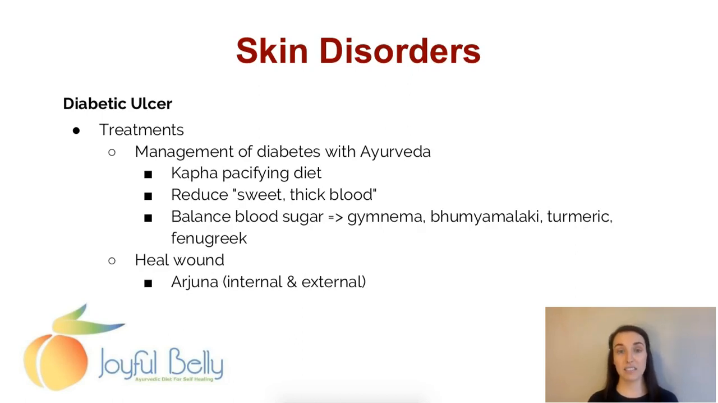With Ayurveda, for the management of diabetes, it will be a kapha-pacifying diet, reducing sweet, thick foods, and balancing blood sugar levels with herbs such as Gymnema, Bhumi Amalaki, turmeric, and fenugreek. And also vulnerary herbs or wound healing herbs such as Arjuna.